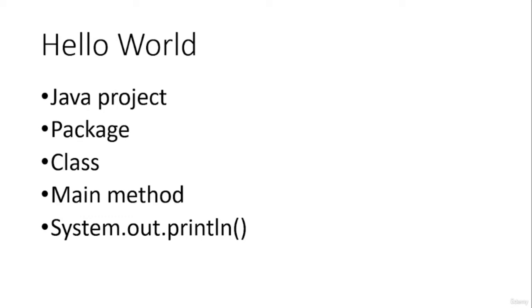Inside the main method we will also write System.out.println, which is a call to the system out printer, and we will print the Hello World message in the command line. So that is it for the theoretical aspects. Now we will see the practical for this video.